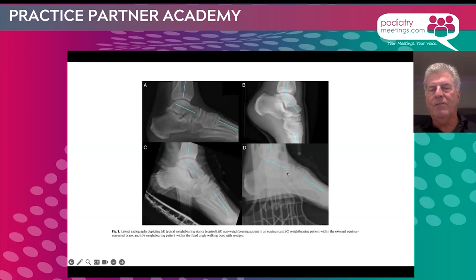But in the fixed walking boot with the stack of wedges, we see that there's no plantar flexion of the talus. Instead, we see marked plantar flexion of the forefoot on the rear foot, but the ankle joint itself and hence the Achilles tendon tension are unchanged.